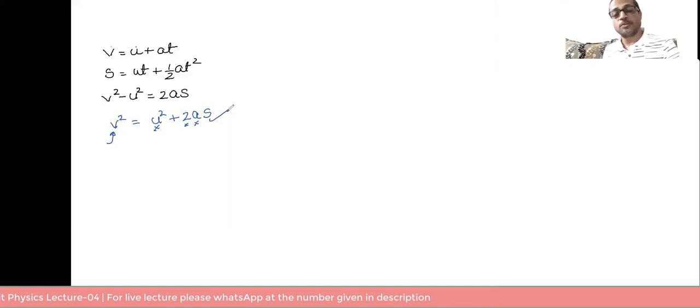Yes, sir. Tomorrow, we will take up various cases of these 3 equations and combination of that with whatever little we have learned about vectors. That will be the task for tomorrow.